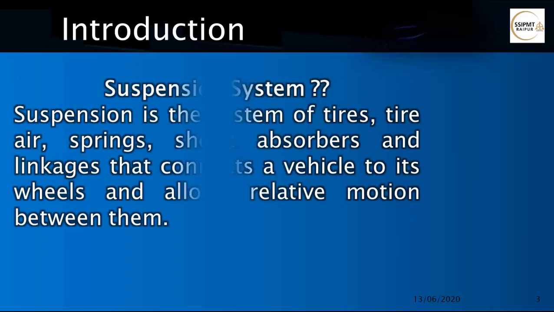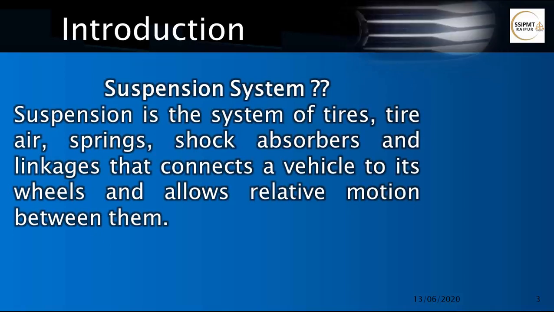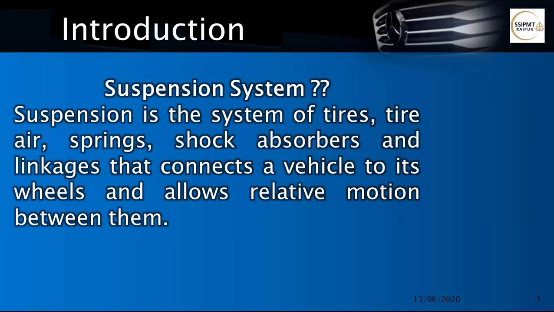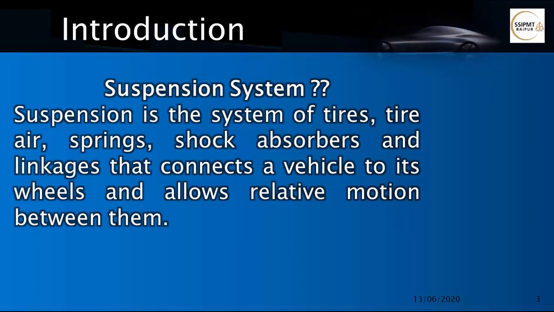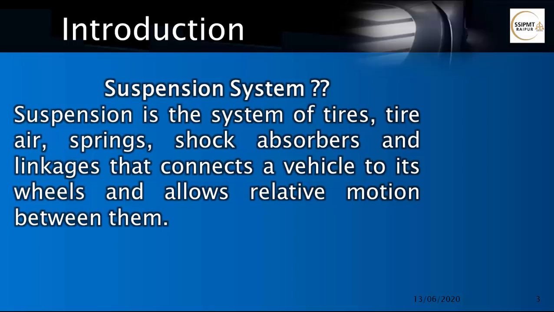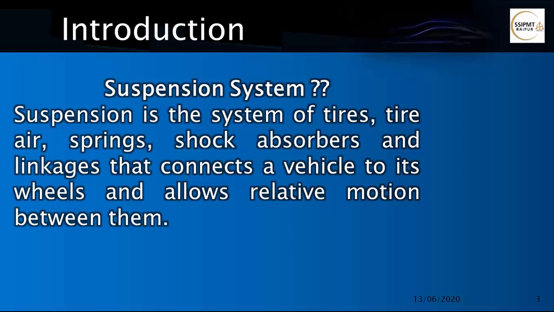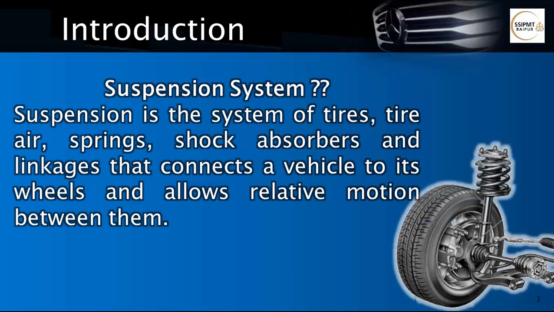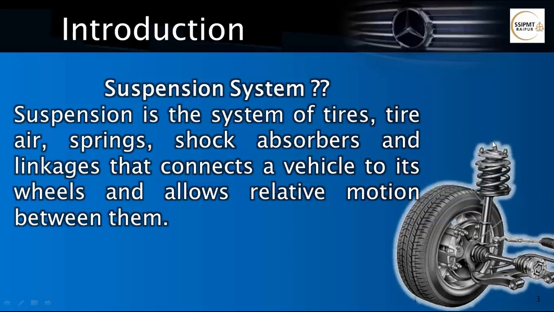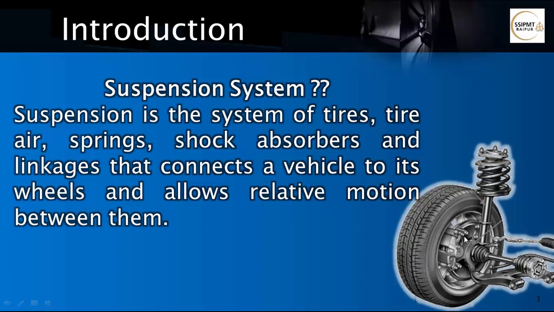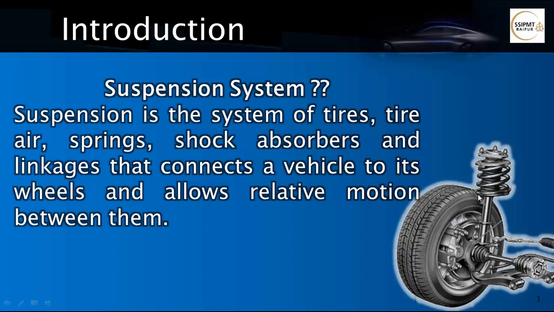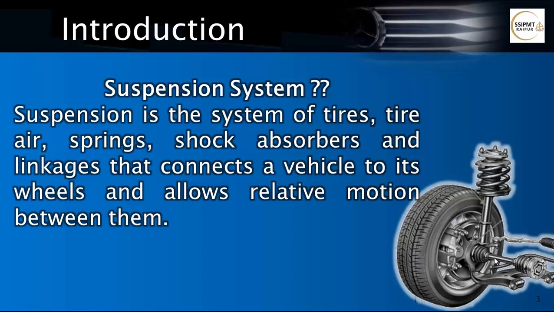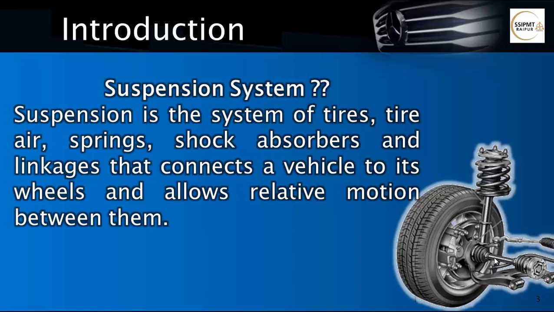Let's see the introduction. What do you mean by a suspension system? Suspension system is the system of tires, tire air, springs, shock absorbers and linkages that connects a vehicle to its wheels and allow relative motion between them. So here is the picture of a suspension system, you can see here. This is the wheel and this is your suspension system, right? It is a combination of shock absorber, dampers, springs, etc.